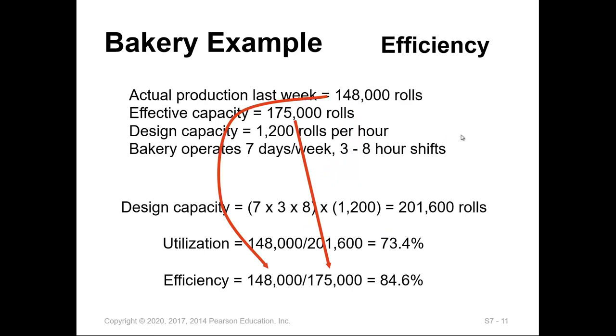In addition, we can calculate bakery efficiency through dividing the actual production by the effective capacity. Based on the numbers, the efficiency will equal 84.6%.